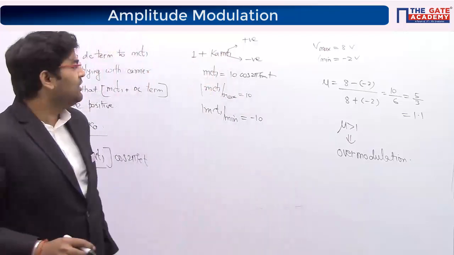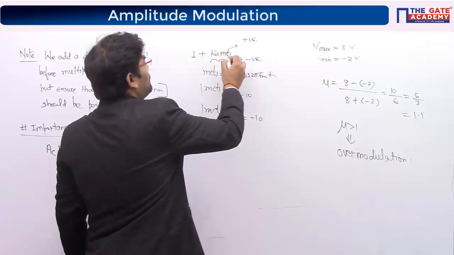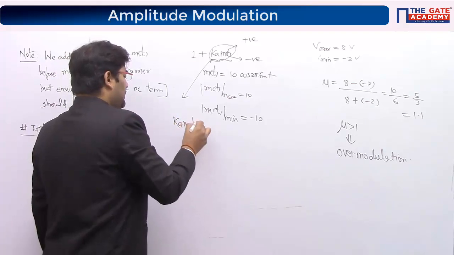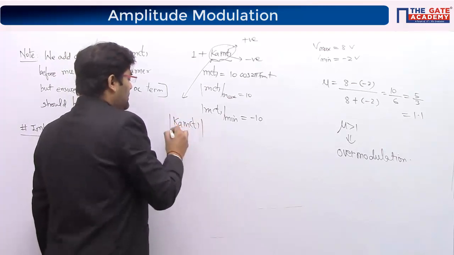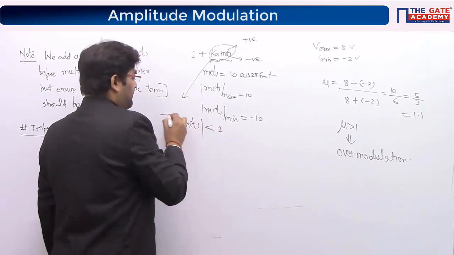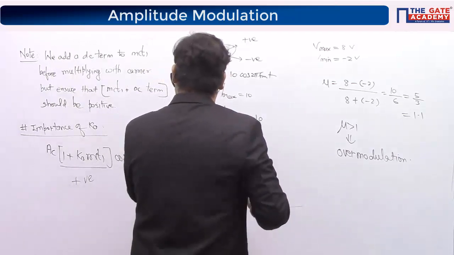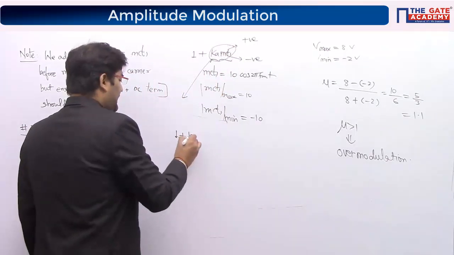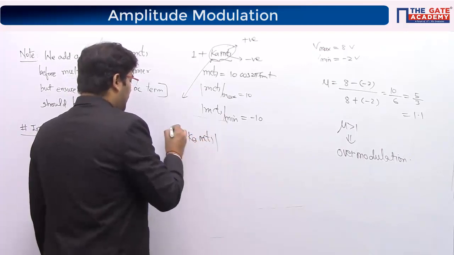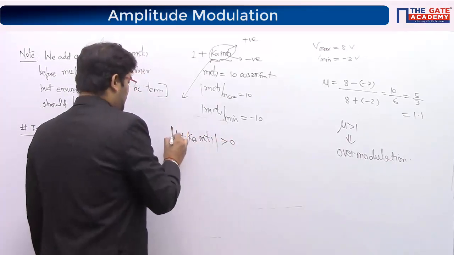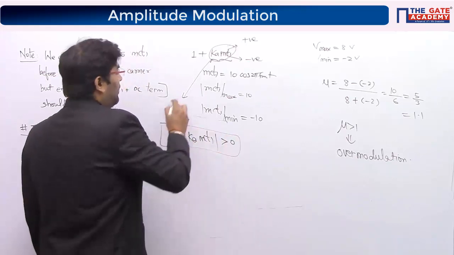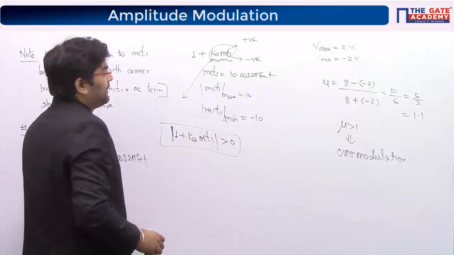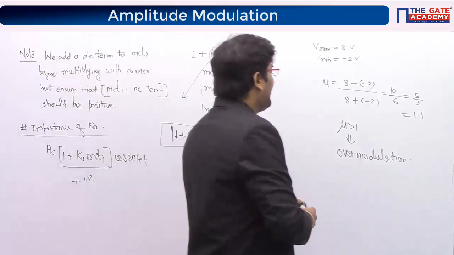So what K does is it normalizes this overall, so that the magnitude of K m(t) is always less than 1. Or I can also say indirectly that 1 plus K m(t) is always greater than 0. So if this term is overall positive, then there is no problem. So what is the importance of K? K normalizes.